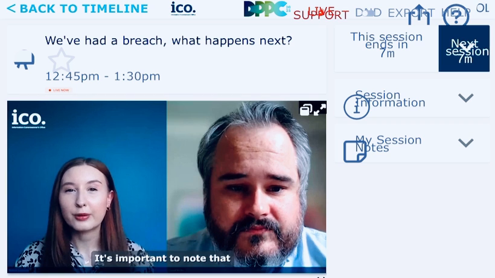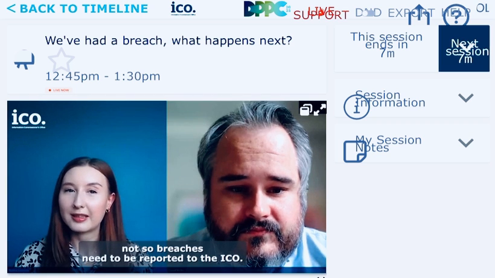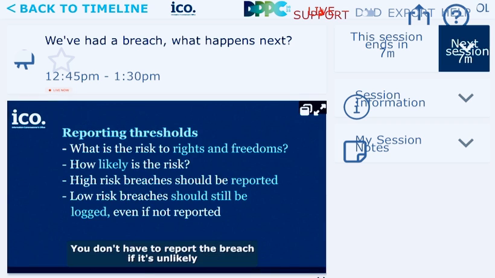It's important to note that not all breaches need to be reported to the ICO. You don't have to report the breach if it's unlikely to result in a risk to the affected individuals. Essentially, if a risk is likely, you must notify the ICO. If a risk is unlikely, you don't have to report it.